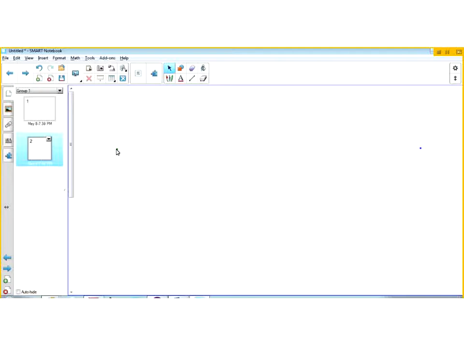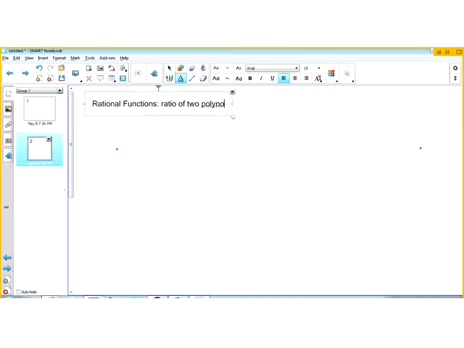Okay, so next topic. So while we're on the topic of functions, we have other types of functions, as you're aware of. We have what are called rational functions. So rational functions. Something else that we'll be dealing with quite a bit in this class. Ratio of two polynomials.